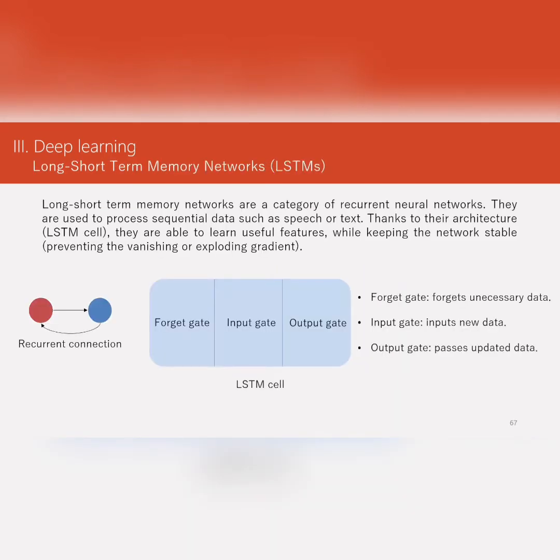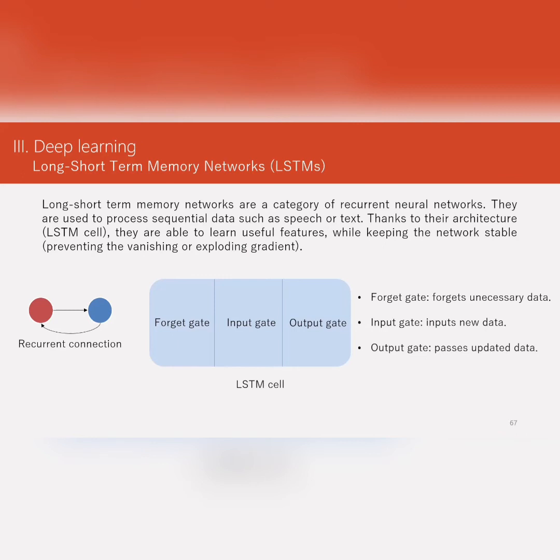Another popular type of neural networks are LSTMs. They are a category of recurrent neural networks, so they have recurrent connections, and they are used to process sequential data such as speech or text. Well, if we speak about text, for example, then the text is input character by character. And thanks to the LSTM neuron, they are able to learn useful features while keeping the network stable by preventing the vanishing or exploding gradients.